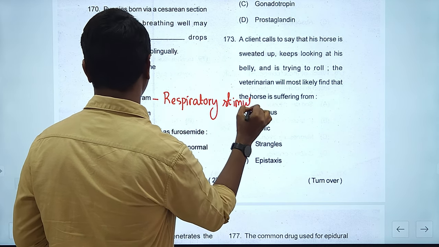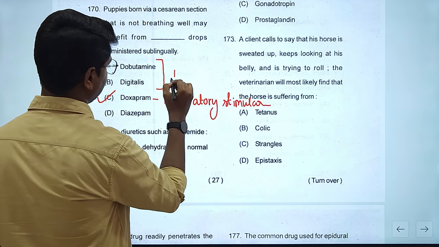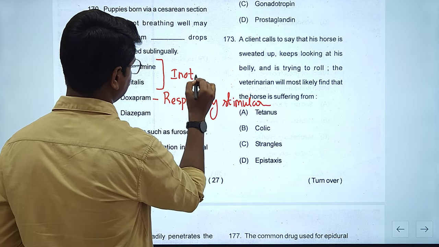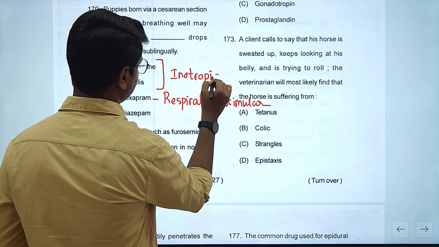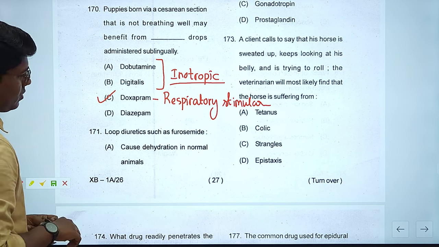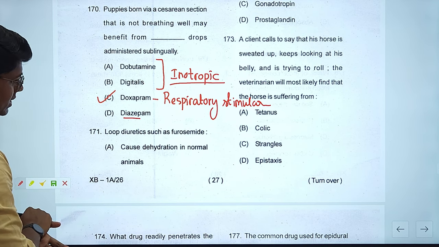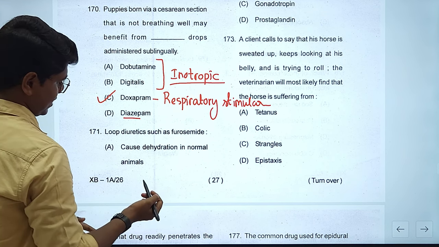Next, dobutamine and digitalis. These both are inotropic drugs. Inotropic means they increase the force of contraction. They are mostly used in CHF, congestive heart failure. Diazepam is an anti-seizure drug. Loop diuretics such as furosemide cause dehydration in normal animals.